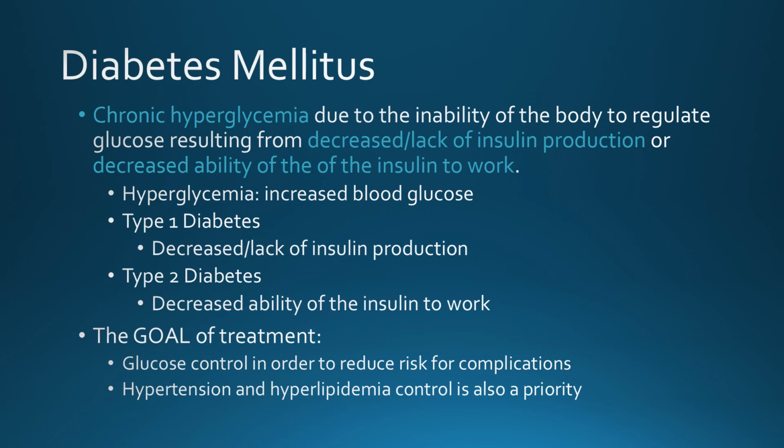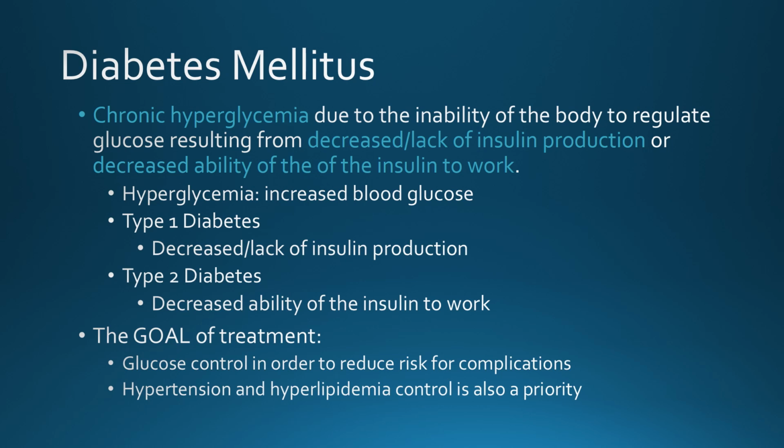Now, there are two ways that the body can have issues with being able to regulate those glucose levels. The first reason is that the pancreas will either not produce any insulin or will produce a decreased amount of insulin. That lack of insulin production is going to decrease the ability of glucose to get into the cells to be used, because remember, insulin is the key that allows it to do so. The other way that we can see chronic hyperglycemia is related to a decreased ability of the insulin to work.